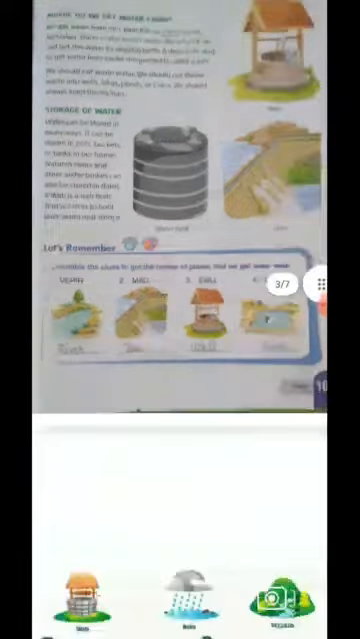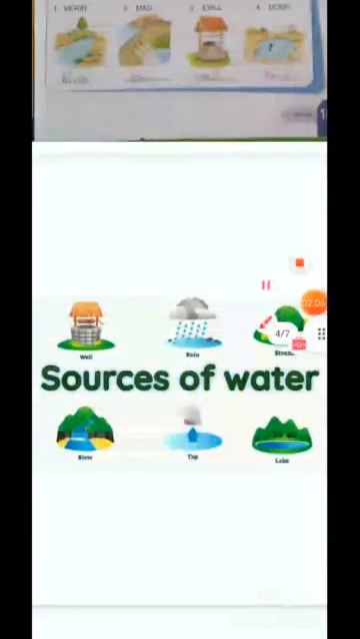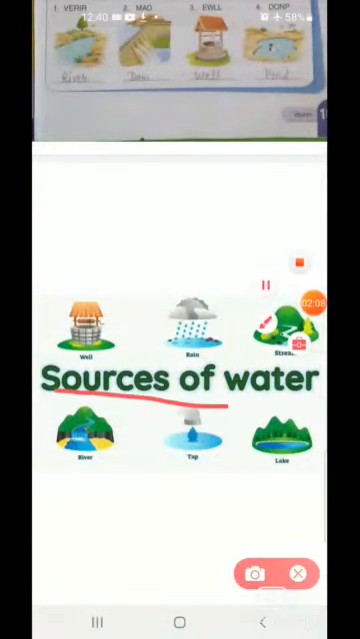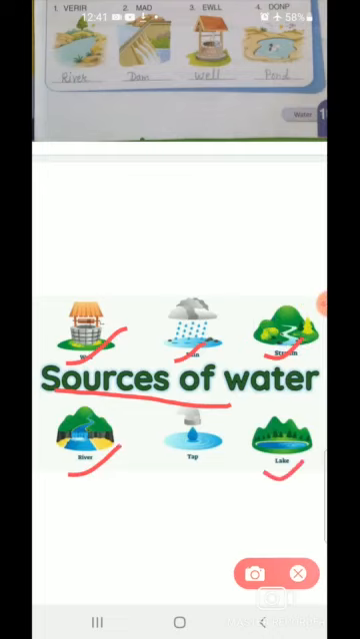Students, in this picture you can see the sources of water, and you have to learn these sources of water. First of all, rain, well, stream, river and lake. Do you know? Rain, well, stream, river and lake are natural sources of water. So you have to learn these sources of water.